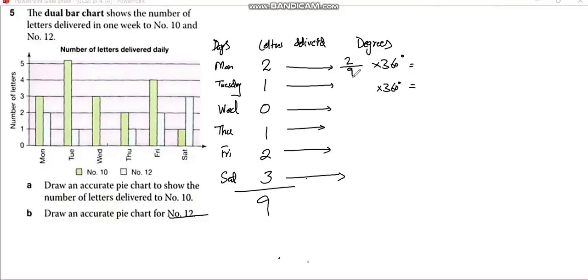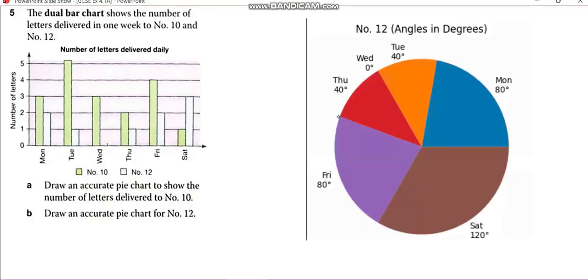2 over 9 will be 80 degrees. And 1 over 9 will be 40 degrees. We can also write the information for the others: here it will be 0 degrees, and here again 40 degrees, then again 80 degrees, and then this should be 120 degrees. Now let's represent this information through the pie chart. So look, this will be the pie chart for the letters delivered to number 12.